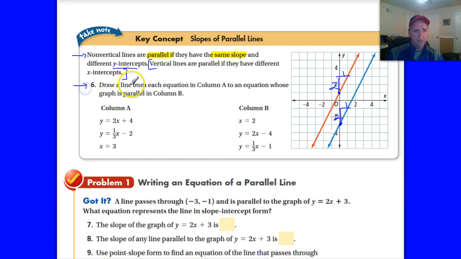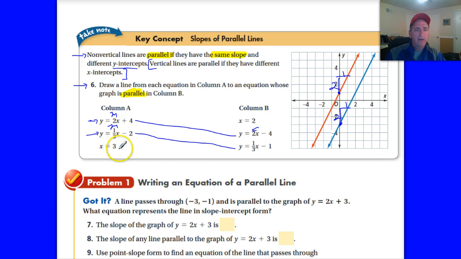Number 6 says draw a line from each equation in column A to an equation whose graph is parallel in column B. If I look at this first one, according to slope-intercept form, 2 is the slope. So I'm looking over here for an equation that has 2 for its slope, and right there is 2. So I know that these two are parallel. We're looking for parallel lines based on the equation, so notice we don't even have to graph these to answer the question yet. This one, I have 1/3, in slope-intercept form, y equals mx plus b. So 1/3 is parallel to 1/3.